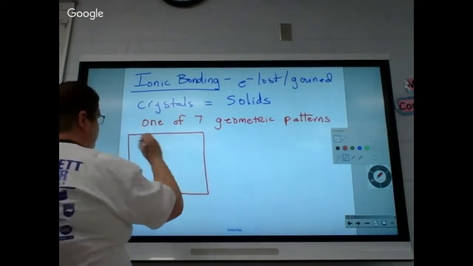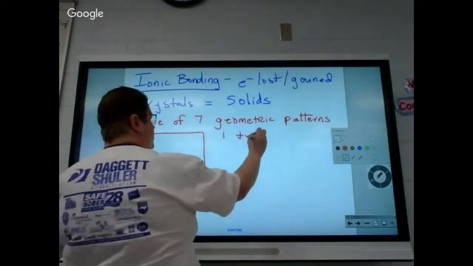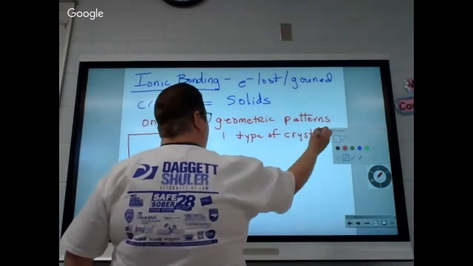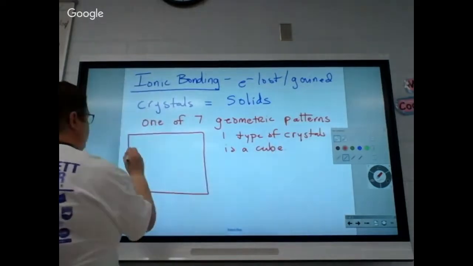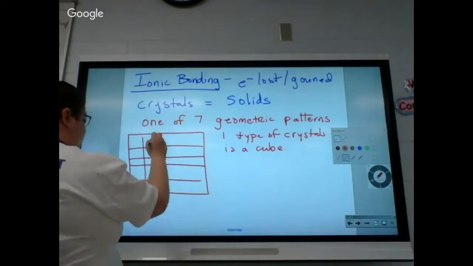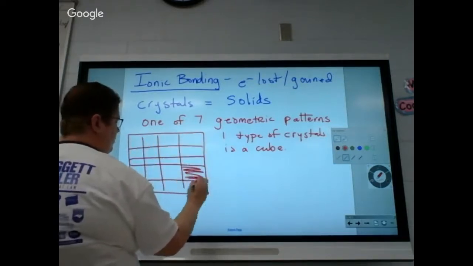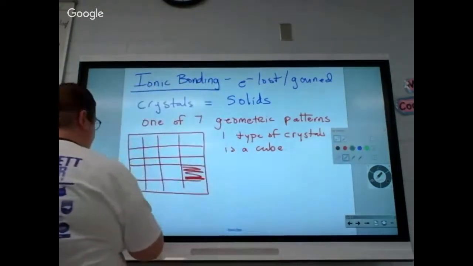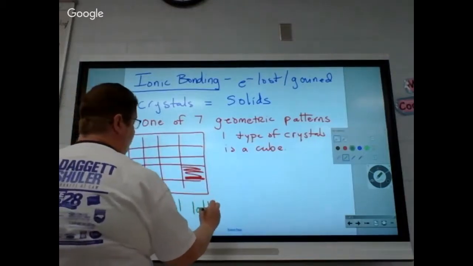Okay. Cubes. One type of crystal is a cube. So, y'all know I can't draw. Nothing's changed. So picture this as a giant cube. All right, this whole thing is called a crystal lattice.